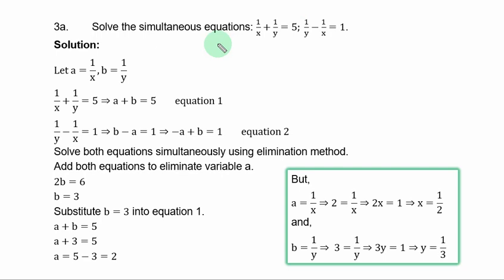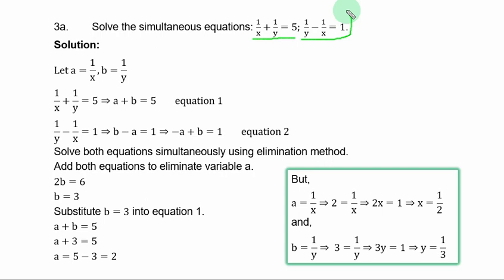Question 3a. Solve the simultaneous equations 1 over x plus 1 over y equal to 5, 1 over y minus 1 over x equal to 1. To solve both equations simultaneously, you can use any of the methods. Now, if you decide to clear fractions by multiplying through by the LCM, you are going to have more complex equations. And the way the equations are, you cannot get x and y directly.